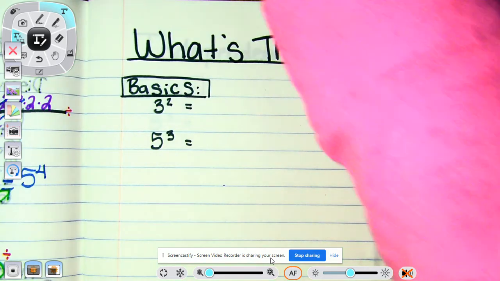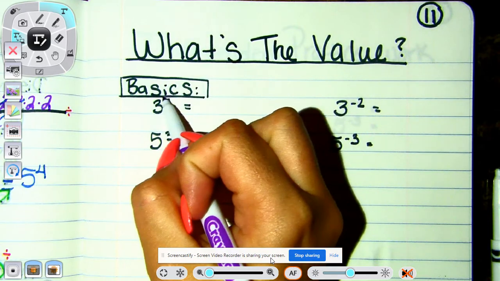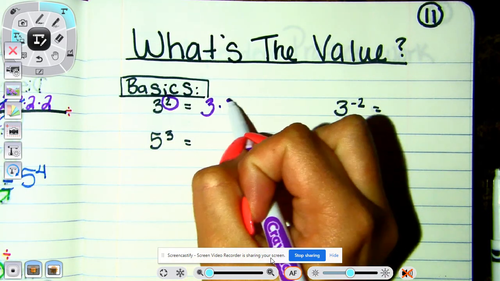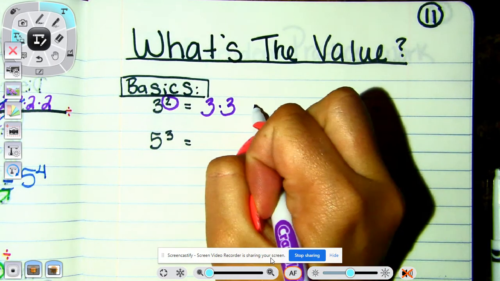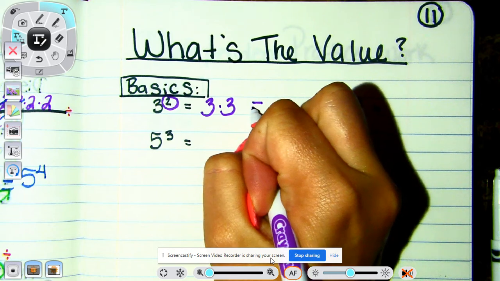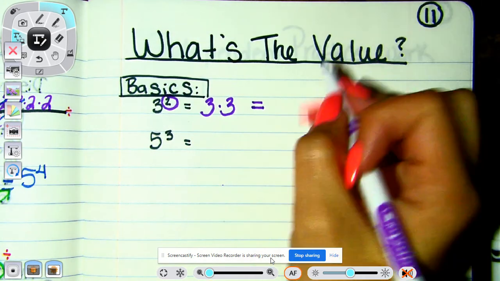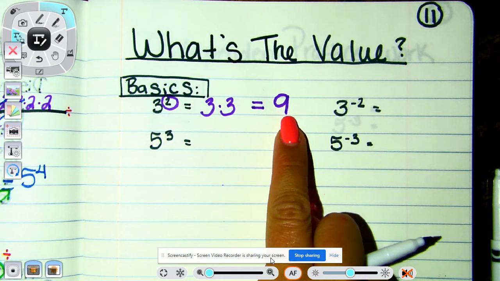So if I have 3 to the second power, again, this is multiplication. There's no negatives in this one. So it's just meaning that we're going to multiply by 3 2 times. Okay, this is the expanded version. But if I'm trying to find the value, I'm going to figure out what it equals. Well, 3 times 3 is equal to 9. So 9 is the value.